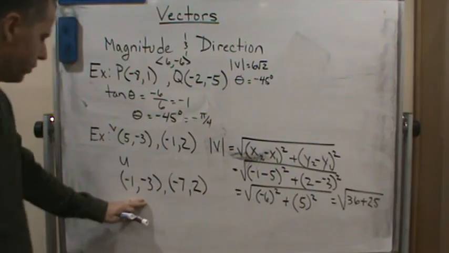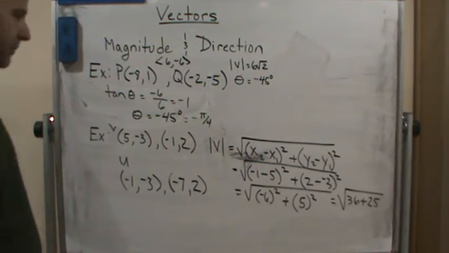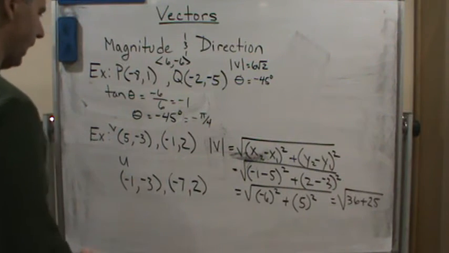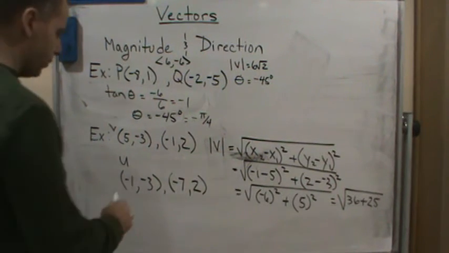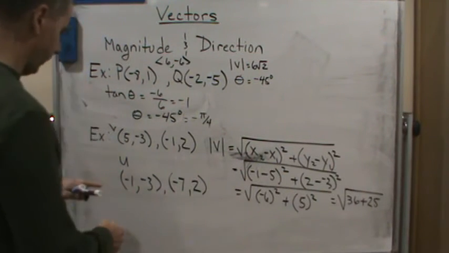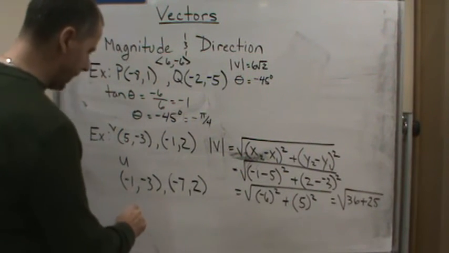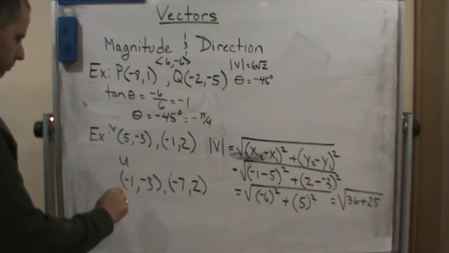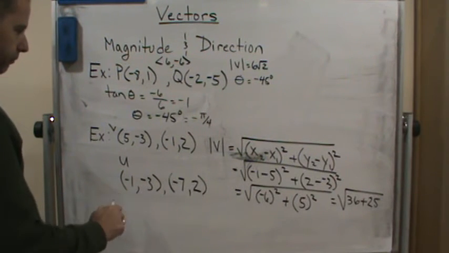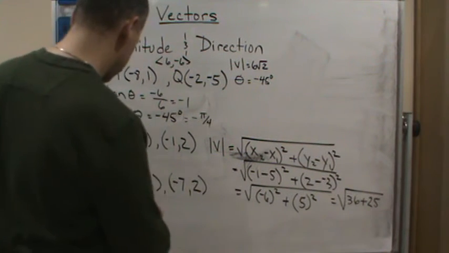And again, do the same thing here. You're going to get the same thing. We get the square root of 61. Okay? And so if you get the square root of 61 for both of them, and then get the angle, let's do the angle. Okay? So if we do the angle, well, let's do u. Let's do u.